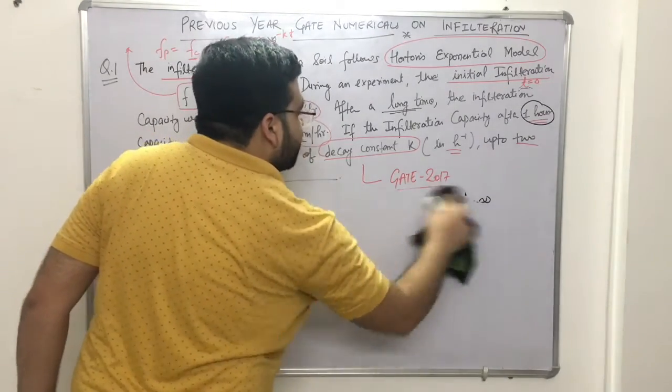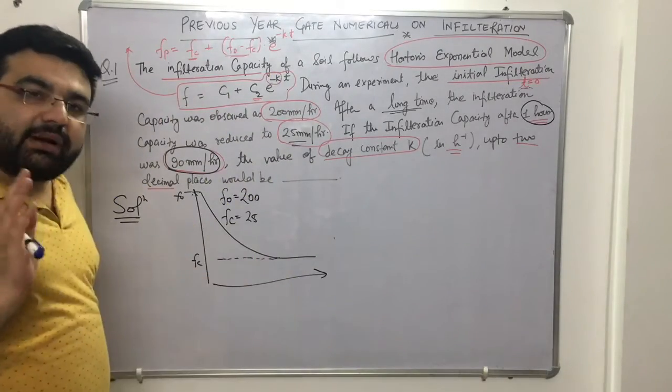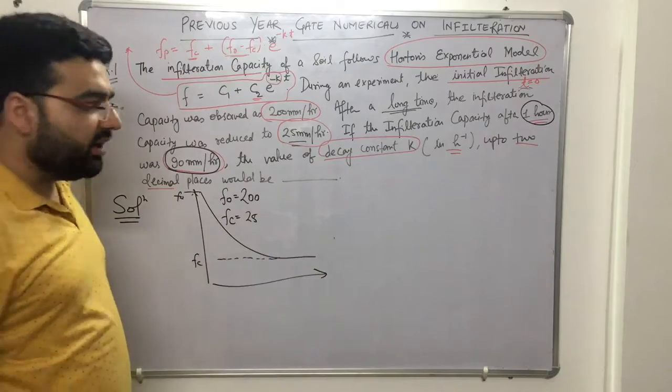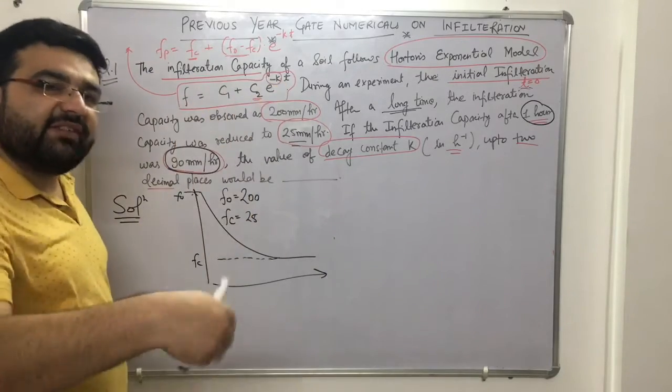Right? Understood what the students did in this question. Ultimately, they got the same answer, but they wasted 5 to 6 minutes in determining the value of C1, C2, and then putting the values in and getting the answer. They wasted a lot of time.